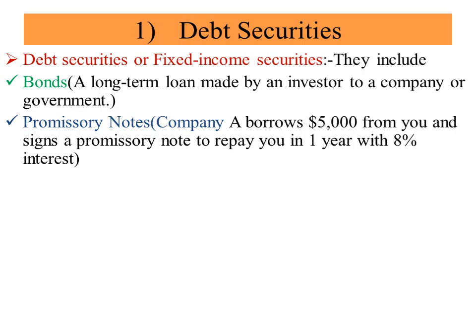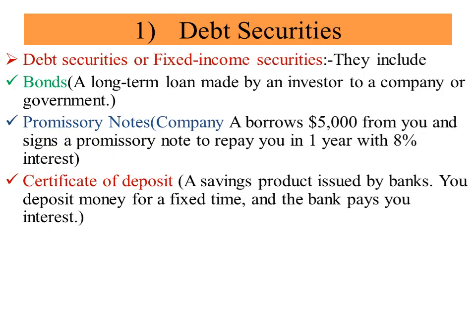The other debt security, or fixed income security, is promissory notes. For example, if a company borrows $5,000 from you and signs a promise to repay you in 1 year with 8% interest, this is a promissory note. From its definition, a promissory note means a promise. The promise or the contract you sign with the opposite party is a promissory note.